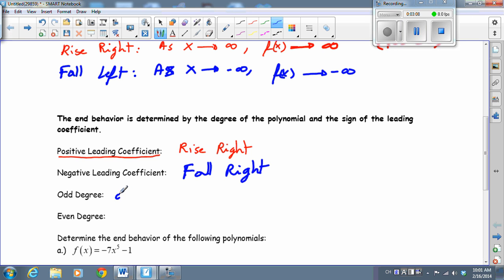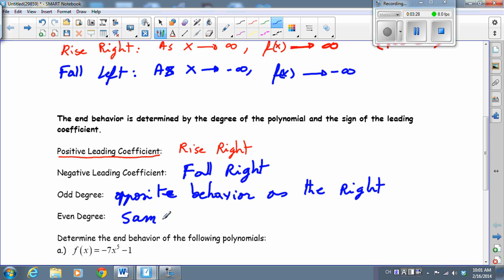An odd degree will just have the opposite behavior as the right, and the even degree will have the same behavior as the right.